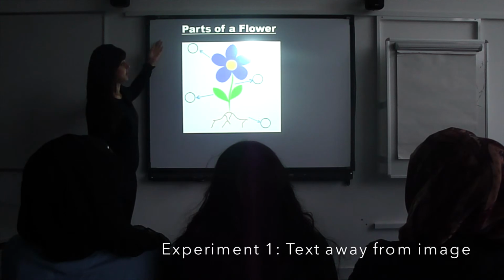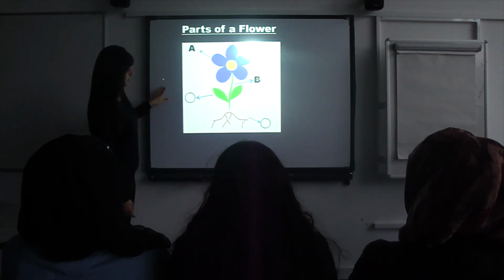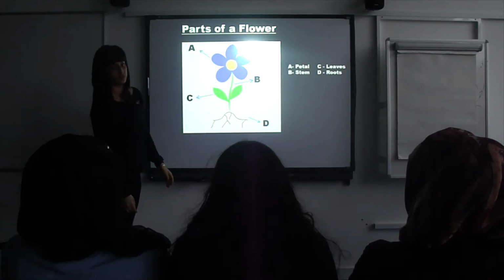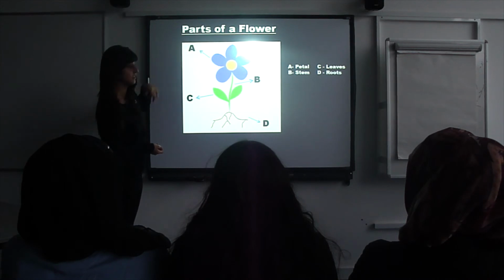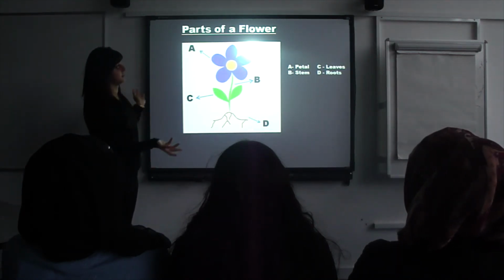We asked 10 students to participate in our experiment. Experiment 1. The first slide that was shown was of a flower that was labelled A to D with the names on the side of each letter. This was representing text afar from the image.